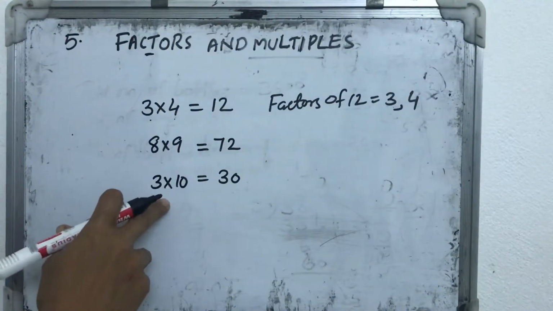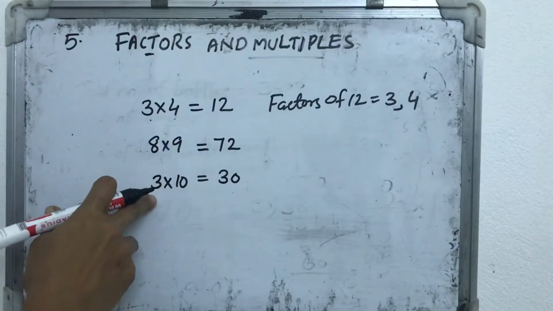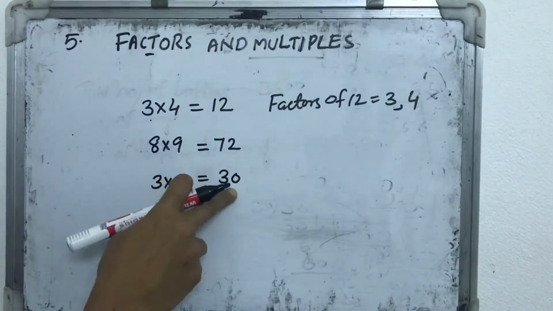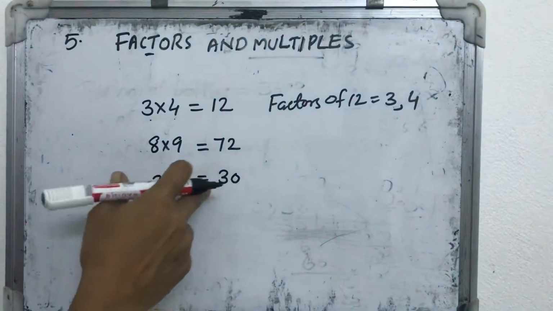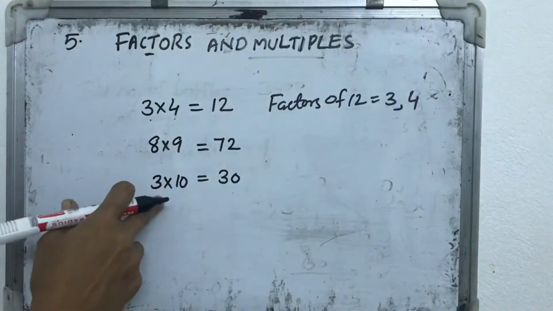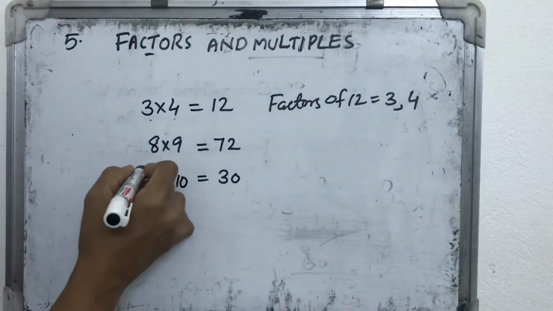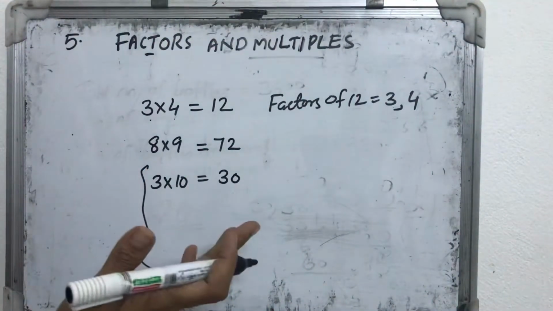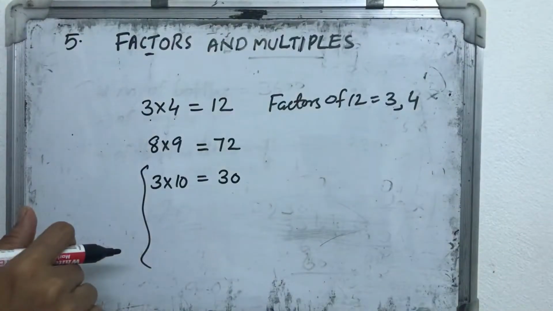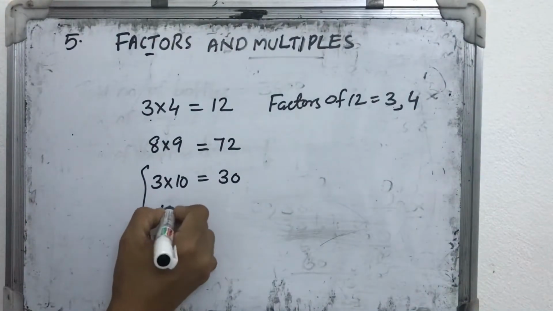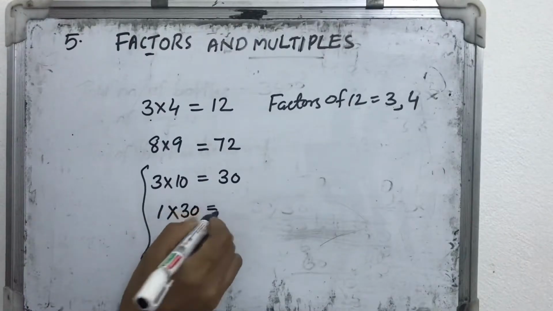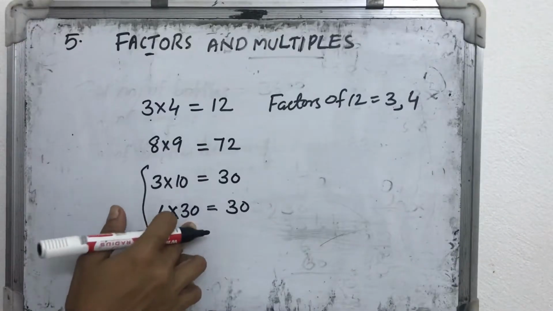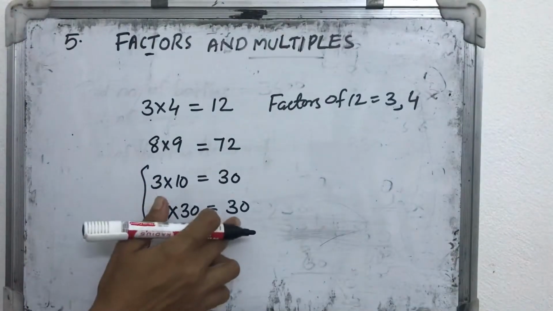Here also, one pair of numbers, that is 3 and 10. When we multiply those numbers, we got 30. So we can say the factors of 30 are 3 and 10. Now we can find some other factors also. When we multiply any other pair of numbers, we get the product 30. We know 1 into 30 is also the same number, 30. So 1 and 30 are also factors of 30.